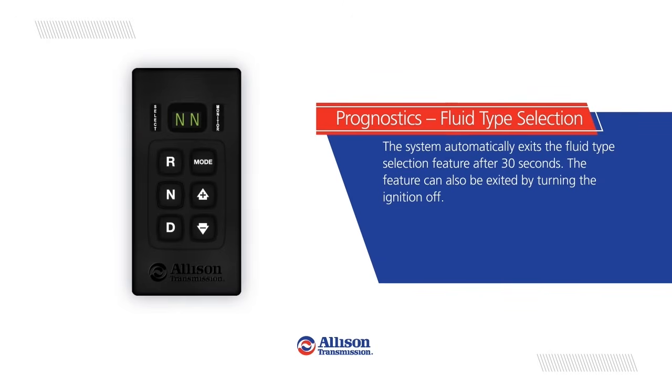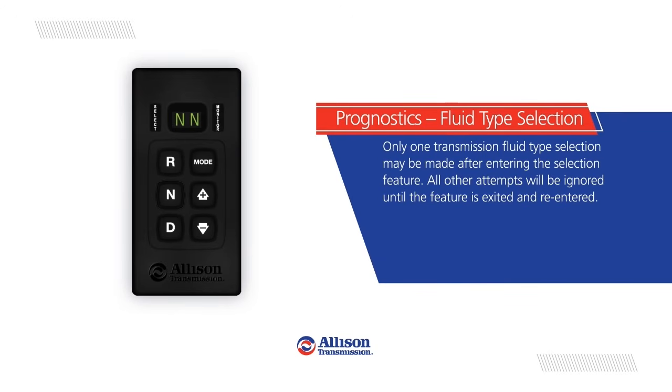The system automatically exits the fluid type selection feature after 30 seconds. The feature can also be exited by turning the ignition off. Only one transmission fluid type selection may be made after entering the selection feature. All other attempts will be ignored until the feature is exited and re-entered.